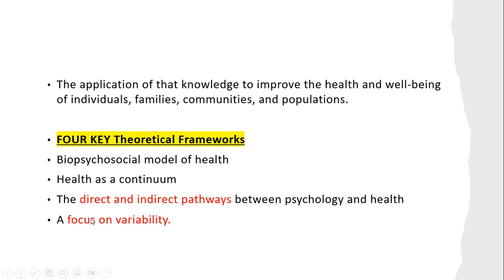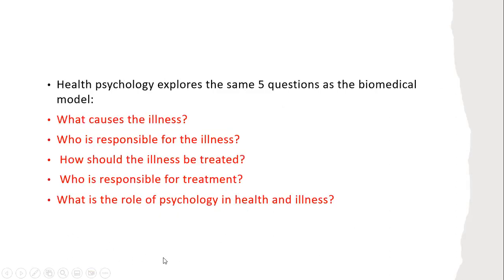So this is where we're going to talk about the four key theoretical frameworks: the biopsychosocial model, health as a continuum, the direct and indirect pathways between psychology and health, and a focus on variability. Let's take a look at this. So now those same questions with the biomedical model, we think of health psychology asks the same pieces. What causes the illness? And as we know, and if we go right here, pause the video if you need to.